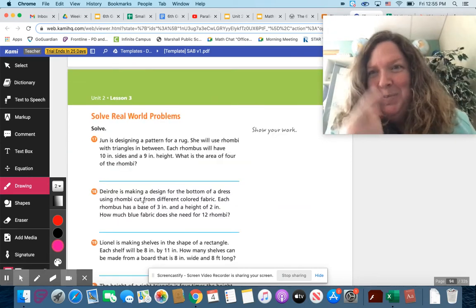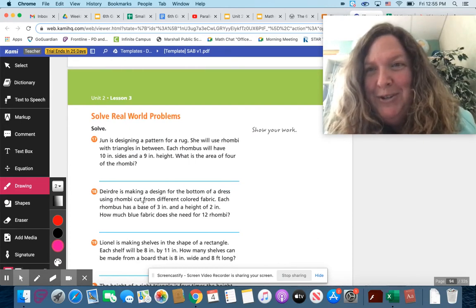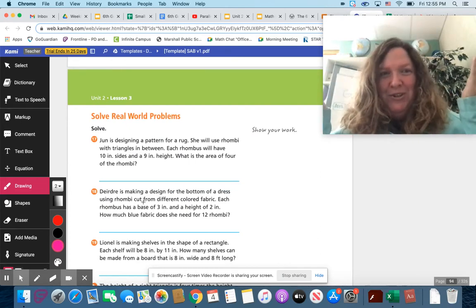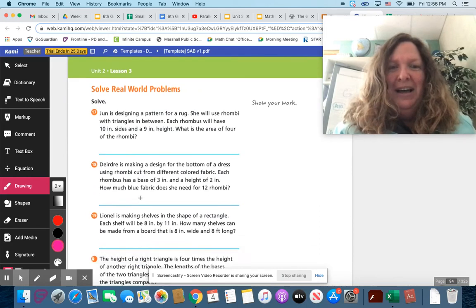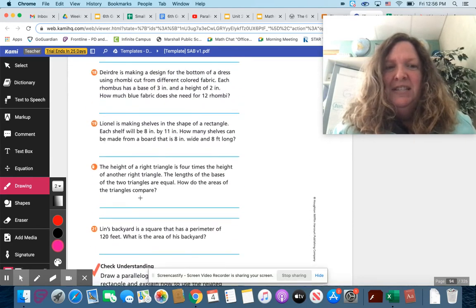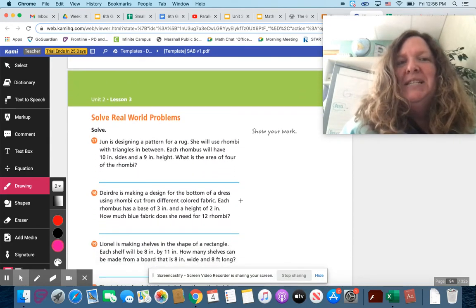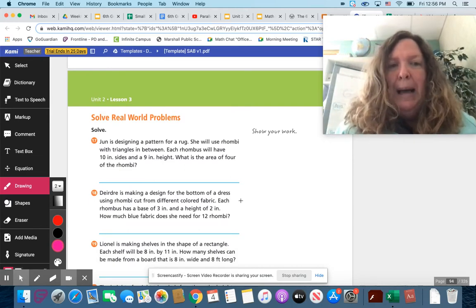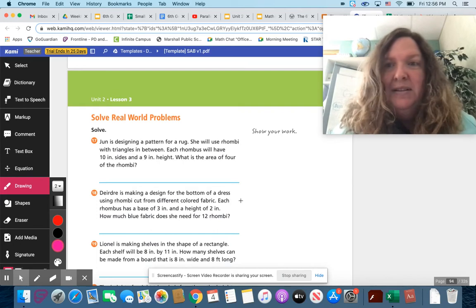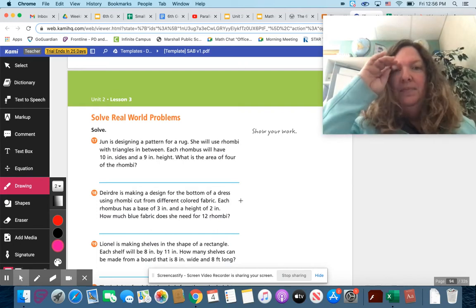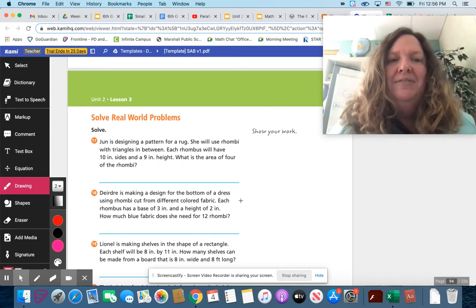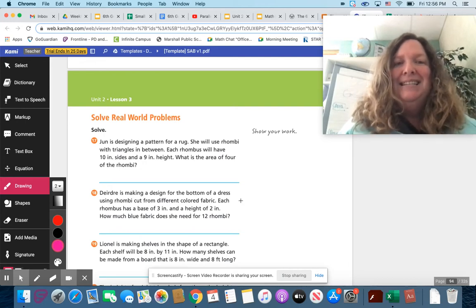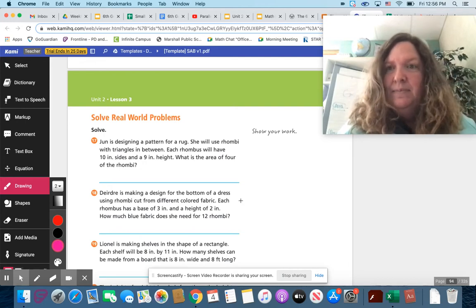All right. This is the part where you really have to draw a picture to help you. They don't give us a picture. I am now on to page 68, and the first one says June is designing a pattern for a rug. She uses rhombi with triangles in between them. Each rhombus will have 10-inch sides and 9 inches of height.